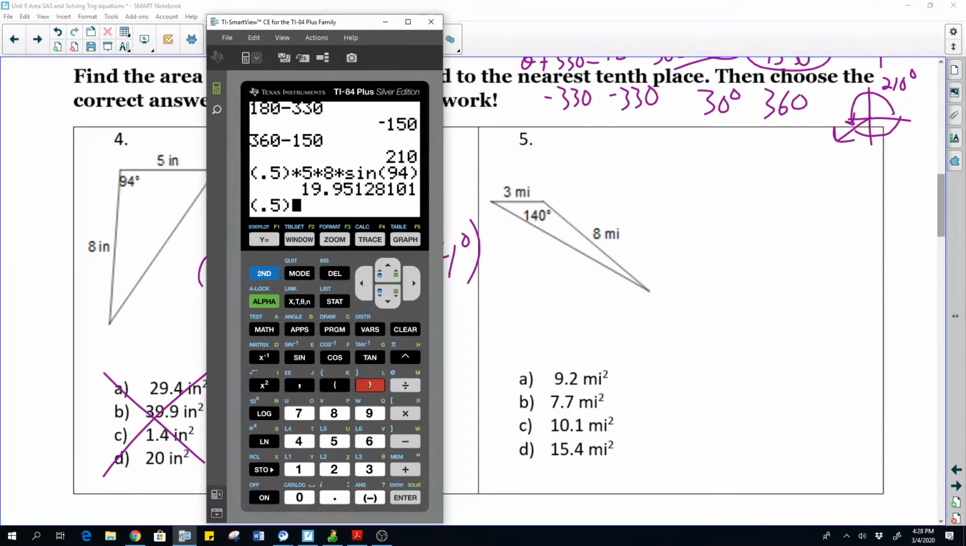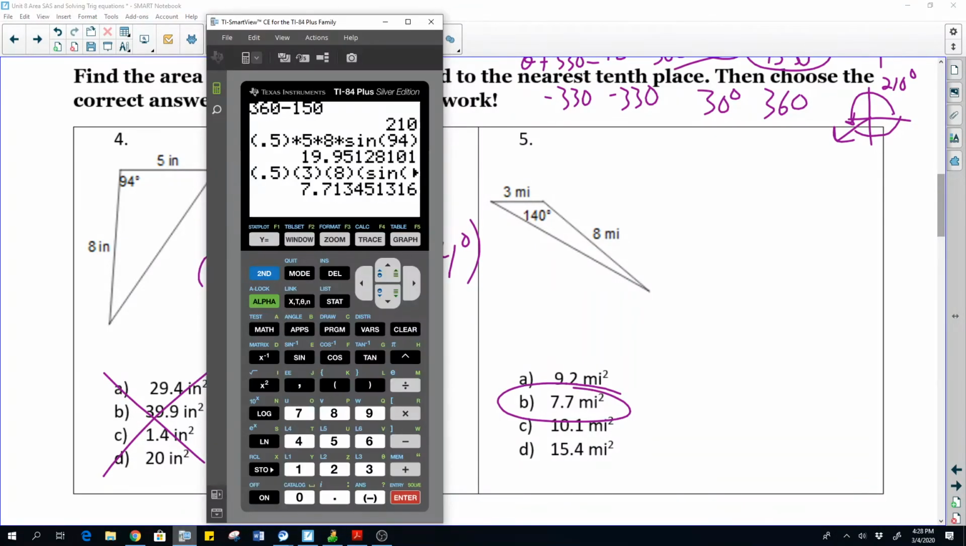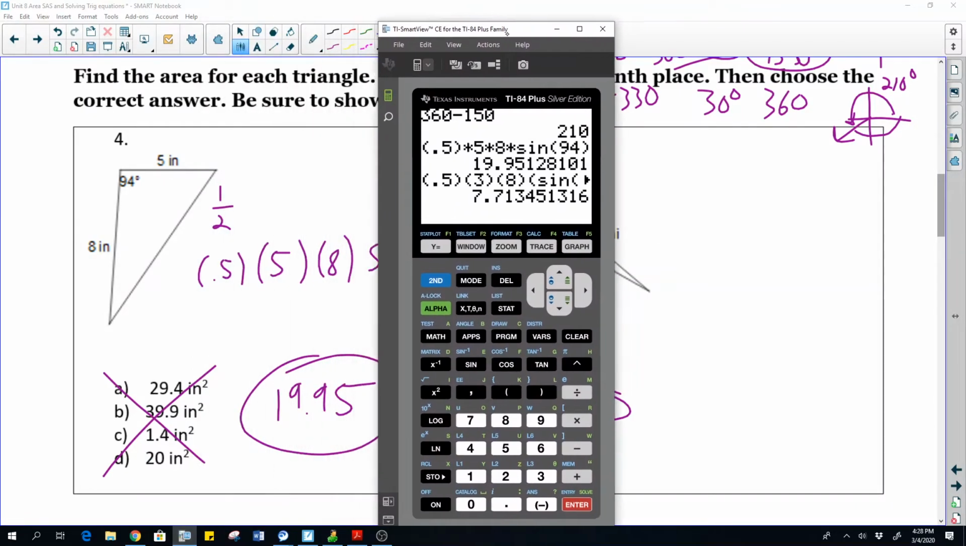So 0.5, let's just do parentheses this time, times 3 times the other side, which is 8, times sine of the angle, 140 degrees, the angle between the sides. And we get 7.7. It worked, which is B. Hey, maybe we should try the other one real quick with just parentheses.